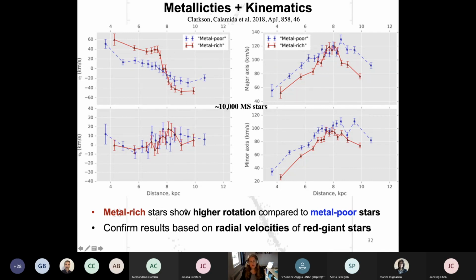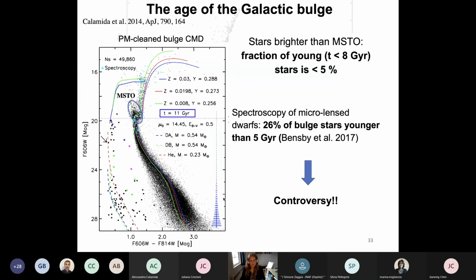And as you can see, the metal-rich stars actually show higher rotation compared to the metal poor stars. And this was confirming results that were based on radial velocity, so not proper motion, but radial velocity of the less common red giant branch stars in the bulge. So we were very happy about that.